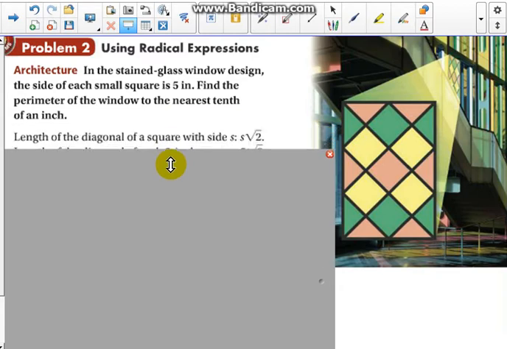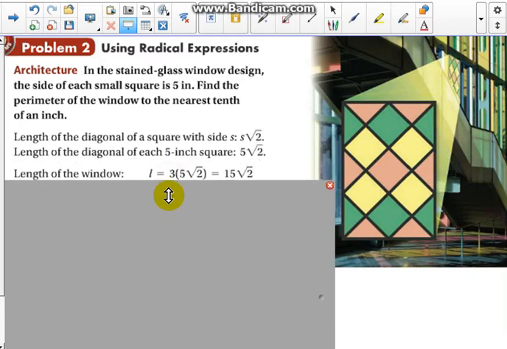It just so happens that we've got a formula for the length of a diagonal of a perfect square, and that is the side of the square times radical 2. So our side length is 5, so it's 5 radical 2. They start with this long side. We've got 3 of those, so it's 3 times 5 radical 2, which comes out to 15 radical 2.